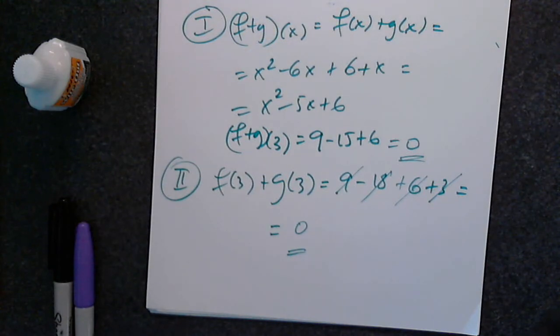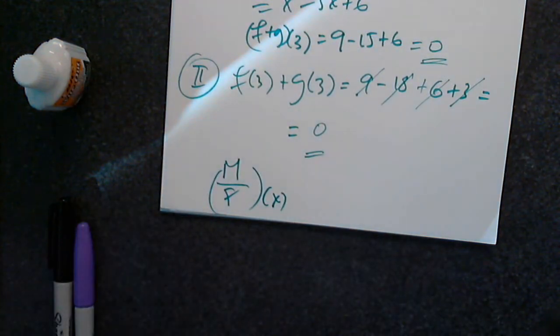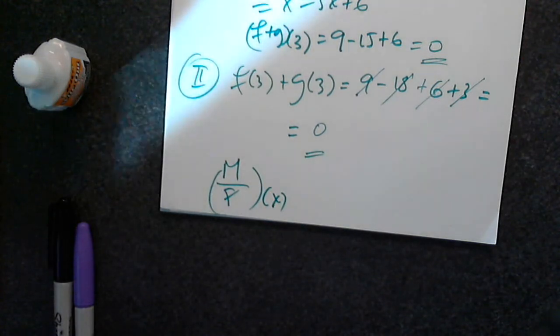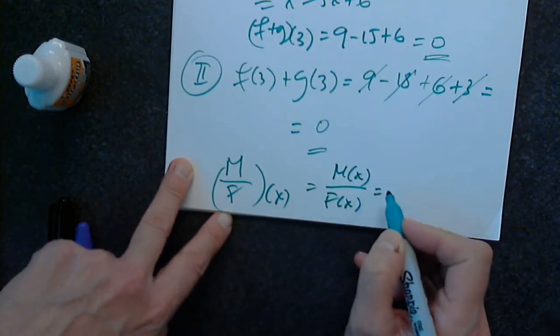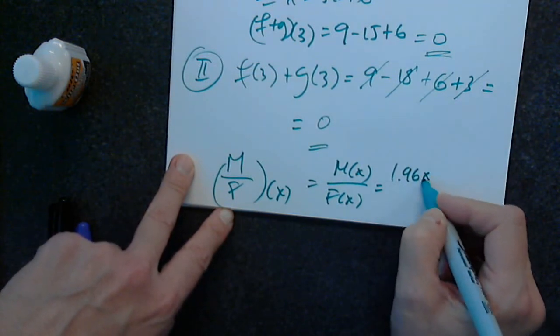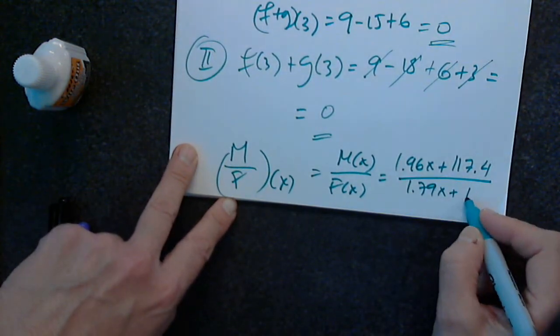So m of x, a function for males, f of x, a function for females, but we want the ratio. So what are we creating then? We're creating a new function, which is m over f of x. So let me just write that for you. M over f of x. This is the function we create. And in this case we have m of x over f of x, and that would be 1.96x plus 117.4 divided by 1.79x plus 148.8.